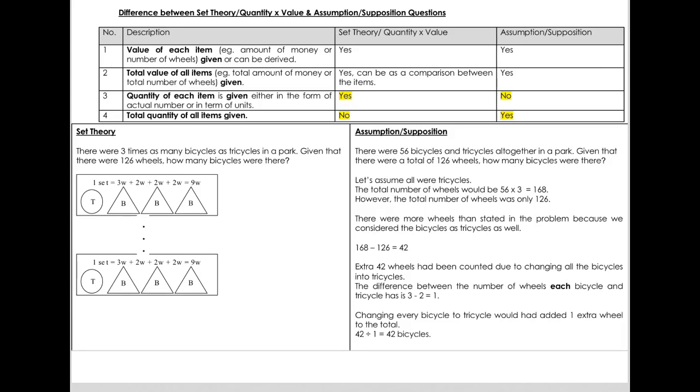If you look at these two questions, there is just a slight difference between them, which distinguishes one, which is a set theory question, from the other, which is the assumption kind of question. Let's look at the first description.